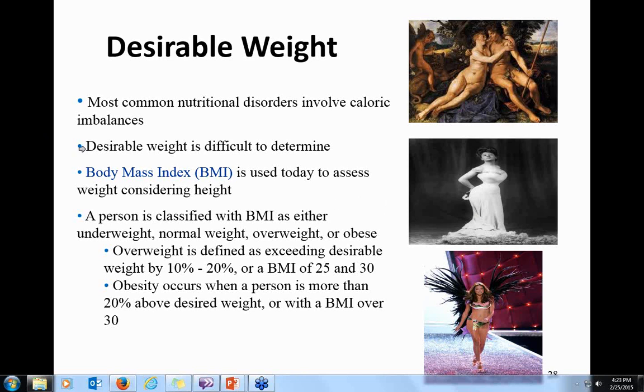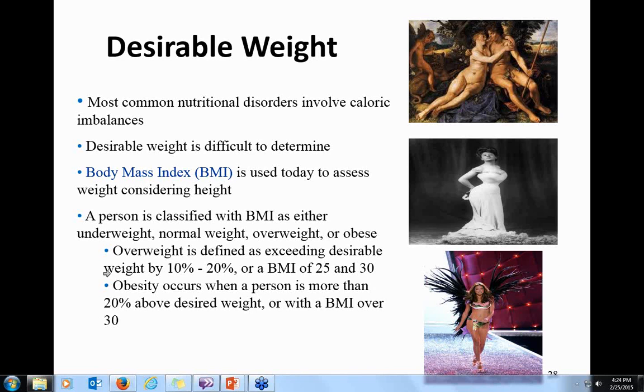Desirable weight's difficult to determine. A lot of cultural things going on. But what we use now is called the body mass index, and it assesses our weight and considers our height. If you are overweight, you have a BMI of 25 to 30. Anything over 30 is considered obese.